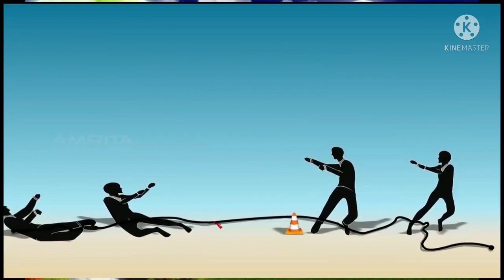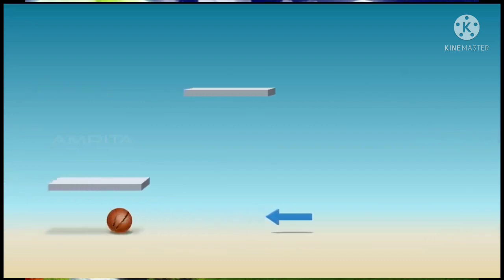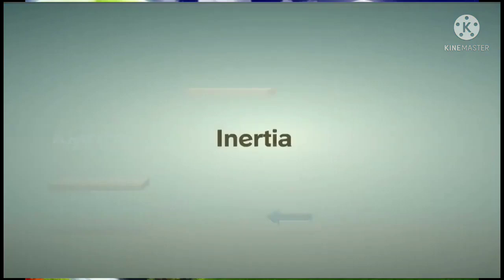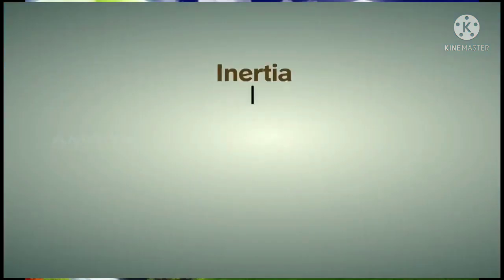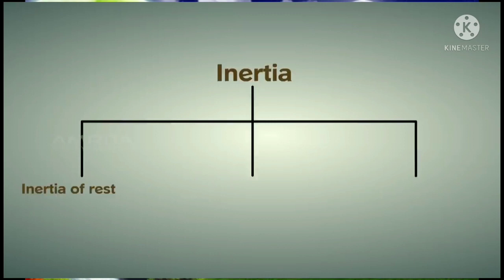This tendency to fall backwards despite letting go of the rope is due to inertia. That is, if an object is at rest, it tends to remain at rest, and if it is in motion, it tends to stay in motion. This property of an object is called its inertia. Inertia can be classified into three categories: inertia of rest, inertia of direction, inertia of motion.